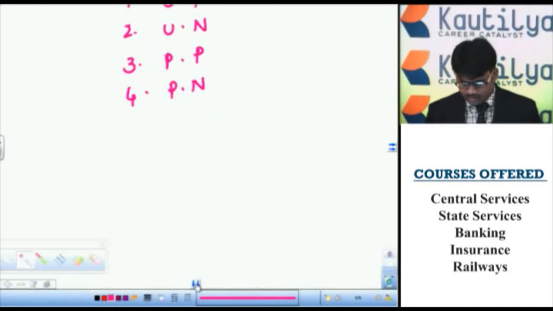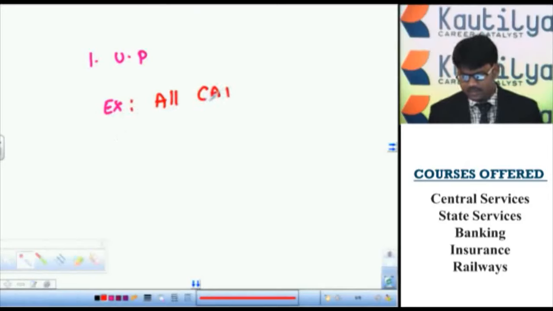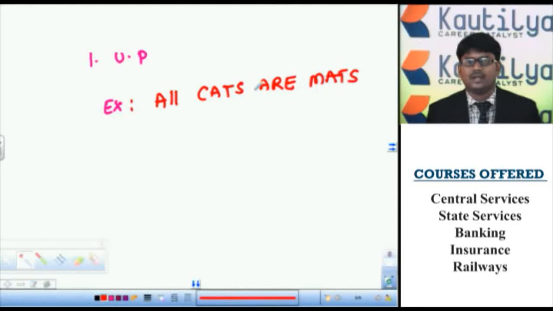First, we are going to discuss the universal positive statement. Example for that: all cats are mats. All cats are mats is the example for a universal positive statement. Here, all is the quantity of the subject, cats is the subject, mats is the object, and are is the verb. Then we have to represent the relationship here about cats.